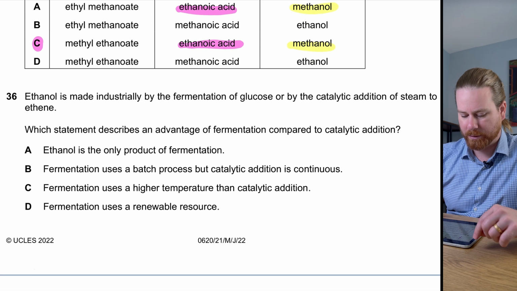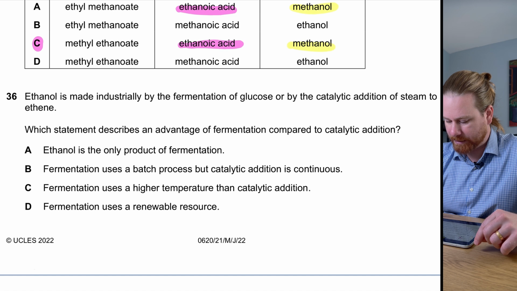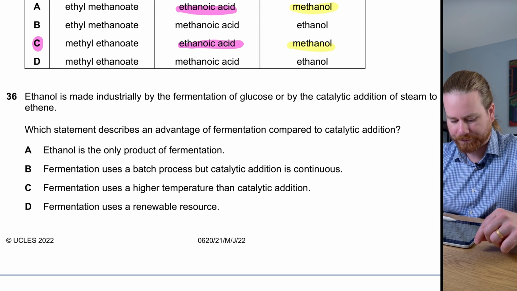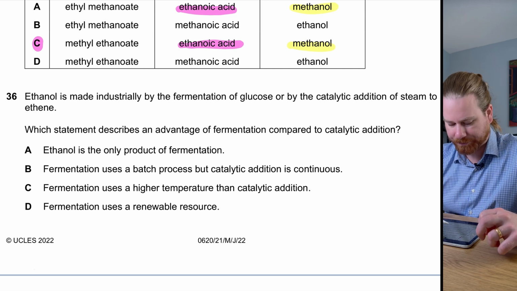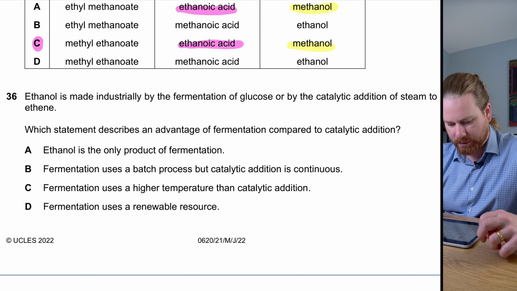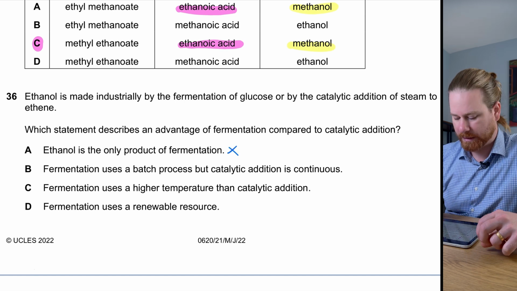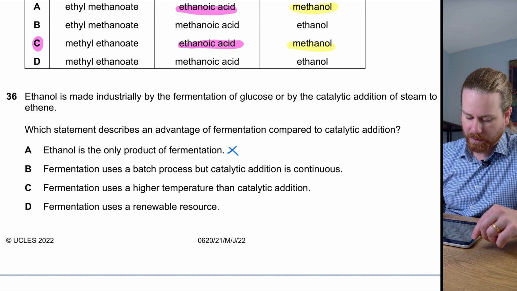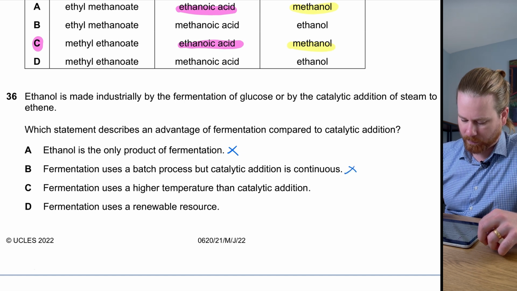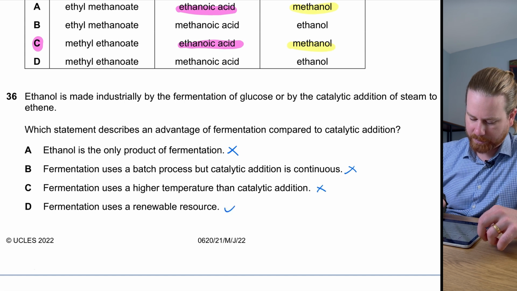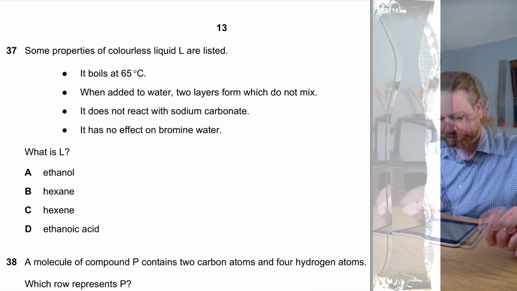On to 36. Ethanol is made industrially by the fermentation of glucose or by the catalytic addition of steam to ethene. Which statement describes an advantage of fermentation compared to the catalytic addition? Ethanol is the only product of fermentation, so that is not true. That's the advantage if you do the catalytic addition. Fermentation uses the batch process. That's continuous. That's not true. That's not true. And this is true. It does use a renewable source as you can keep growing your crop, so it has to be D.